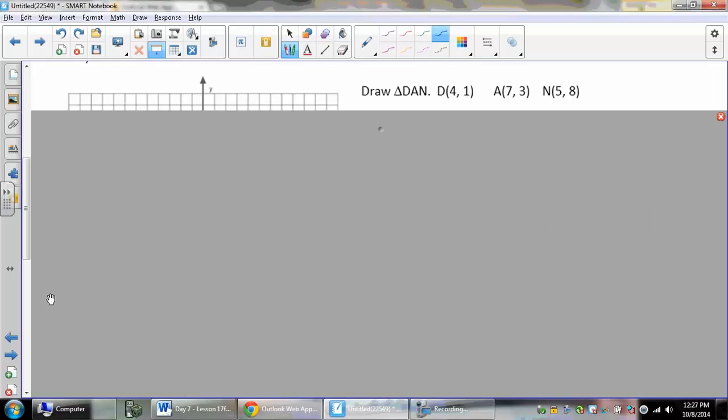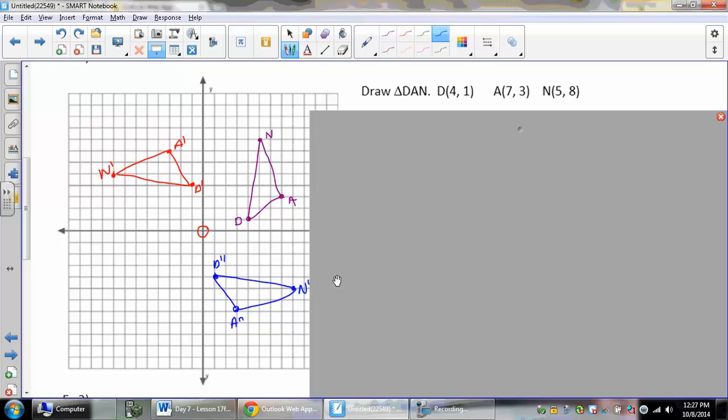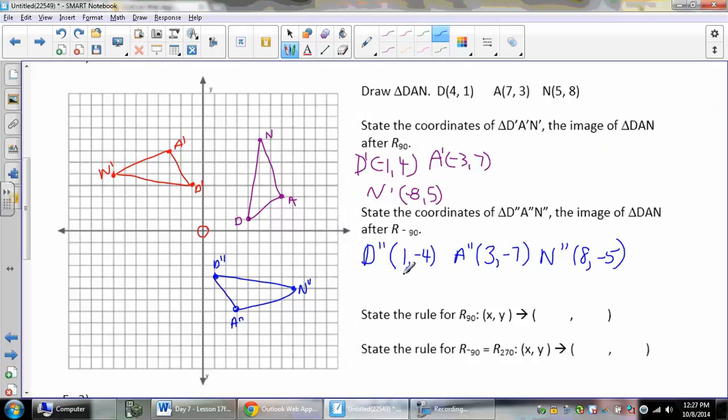So what you should see now is your graph should look like this. Dan ends up down here, and then the coordinates for Dan are (1, -4), (3, -7), and (8, -5). Now we're going to develop a rule.